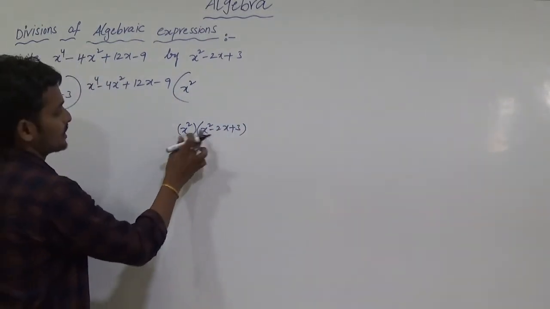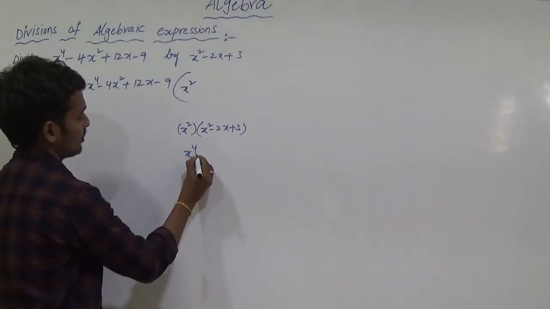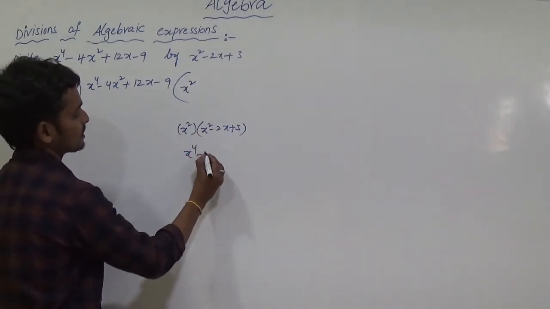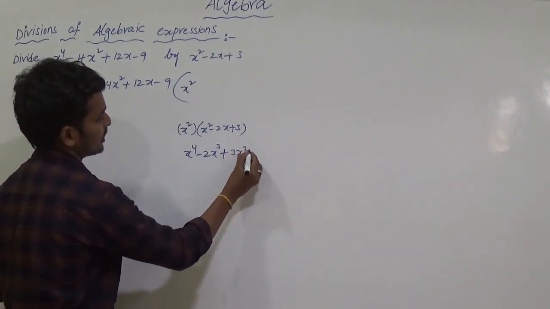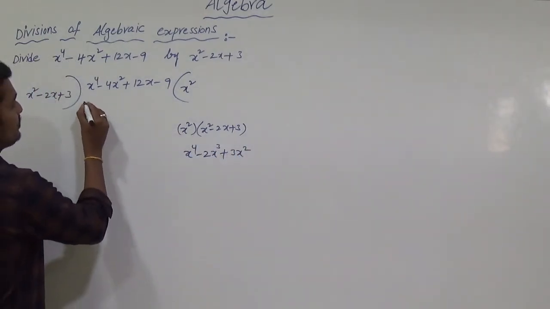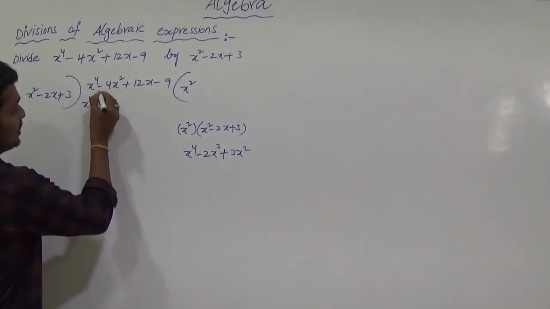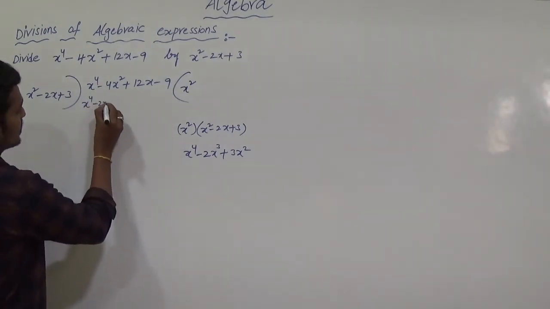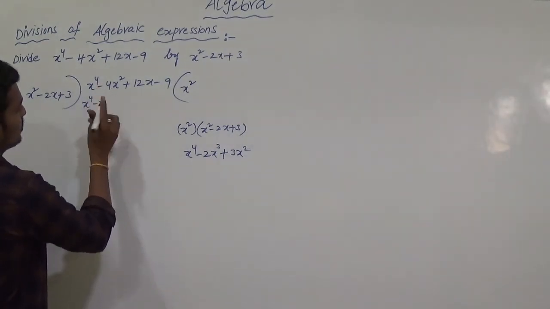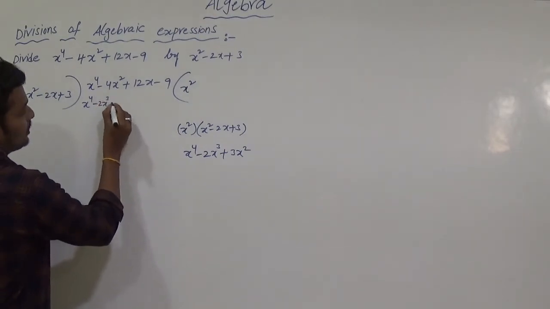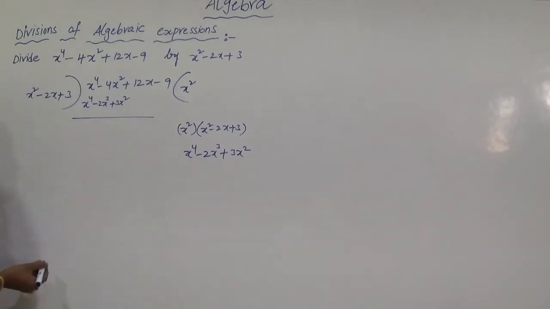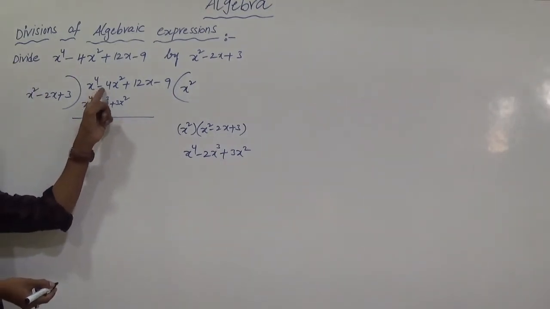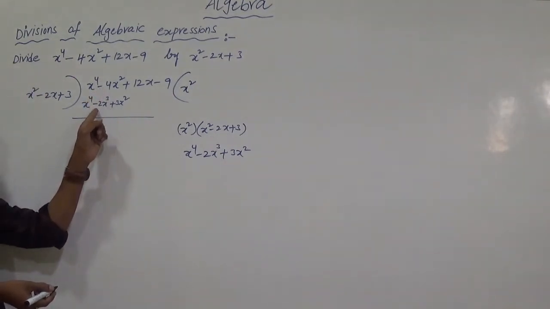Now multiply x square into x square: x to the power of 4. Minus 2x into x square: minus 2x cube. Plus 3 into x square: 3x square. Right here, x to the power of 4, there is no x cube term in the question, but we have to write the x cube term, 2x cube plus 3x square. So be careful students, there is no x cube term in the question, but there is an x cube term in the next step, so be careful.